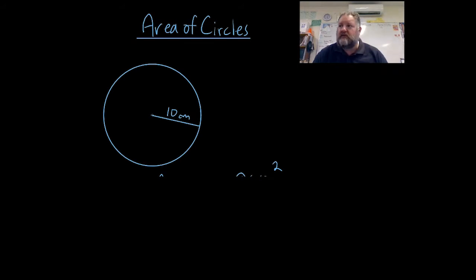Okay, let's talk about area of circles here. Let's just say we have a circle, and in this particular circle we've been given a radius. So we have the formula to actually work out the area of that circle. The area rule for a circle, and it's for every circle, is pi r squared.